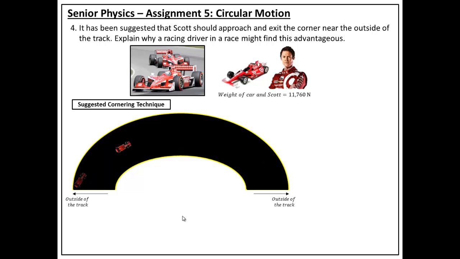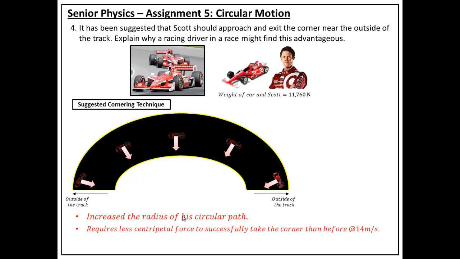Now, by entering or exiting near the outside of the track, as is the advice, the driver has increased his radius of circular motion. This means if he was to corner at 14 meters per second as before, he would require less centripetal force from the friction to make the corner safely.